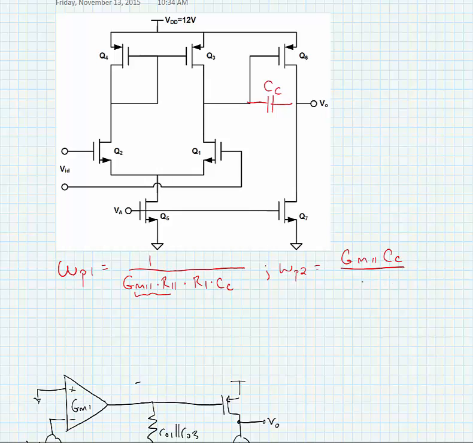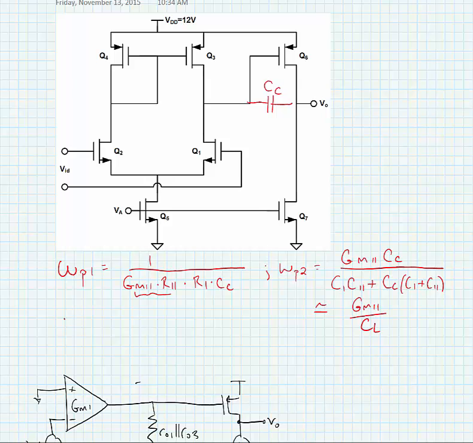The gm of the second stage times the compensation capacitance divided by capacitance from the first stage times capacitance from the second stage plus the compensation capacitance times the sum of the first and second stage capacitance. Now we expect the effect of the compensation capacitance to be larger than both the first and second stage capacitances. And if we do that, then we can approximate this whole thing as gm2 divided by the load capacitance, CL.